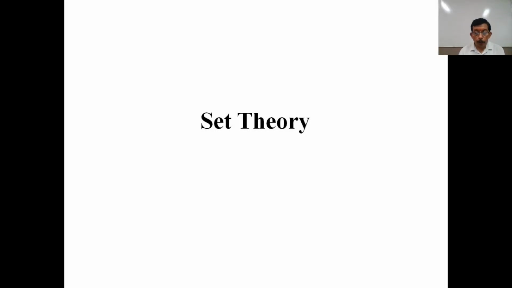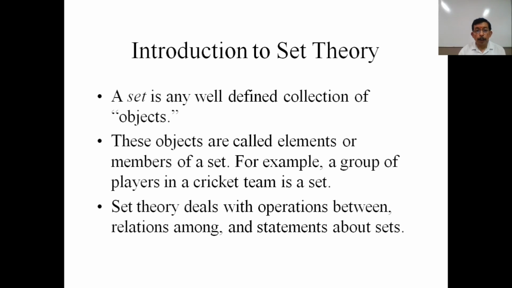The new topic is set theory. What is a set? A set is a well-defined collection of objects. The objects are called elements or members of a set. Suppose the group of players in a cricket team: this is a well-defined set. But the stars in the sky are not well-defined, so this is not a set. Is it clear? A well-defined collection of objects is known as a set.